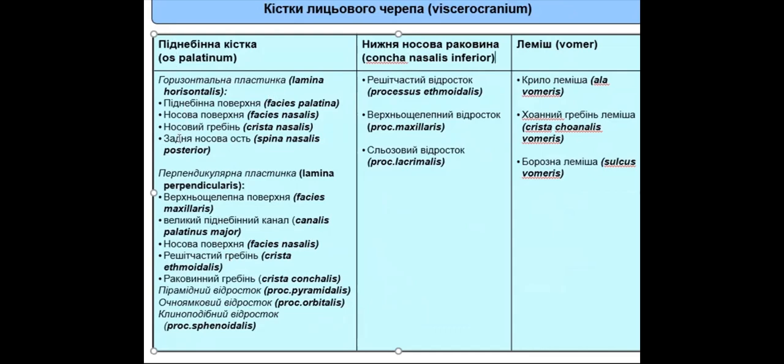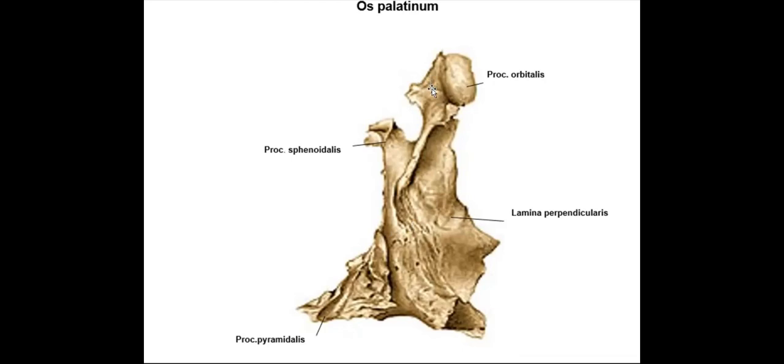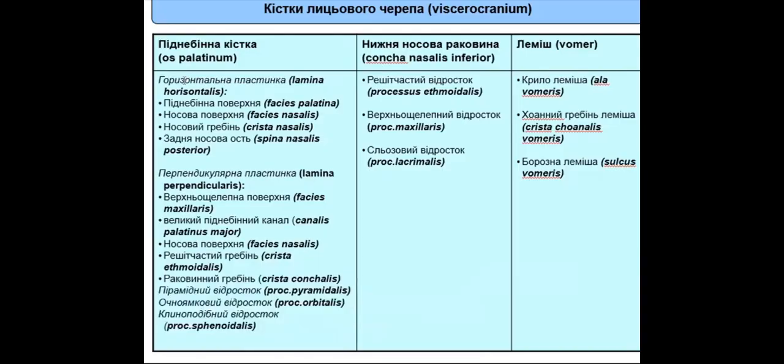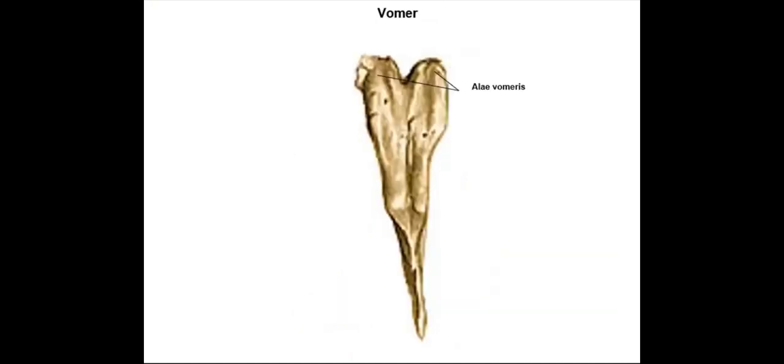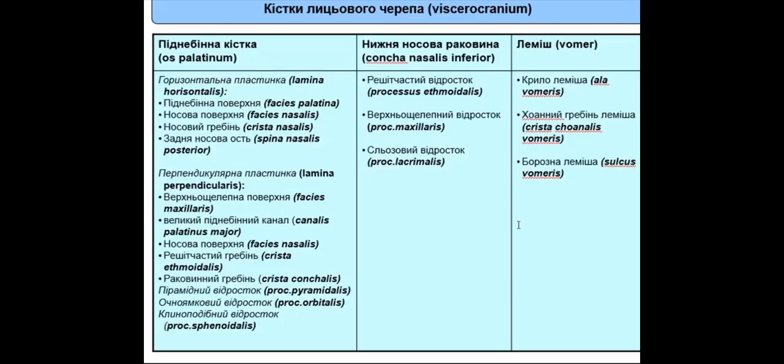The biggest structures are present in the palatine bone, or os palatinum: the horizontal plate and perpendicular plate, and some processes: pyramidal, orbital, and sphenoidal process. Next, in a different view, this lamina has surfaces: palatine and nasal, in the horizontal plate. And next is the bone vomer. Vomer has three structures: ala vomeris, crista choanalis vomeris, and sulcus vomeris.